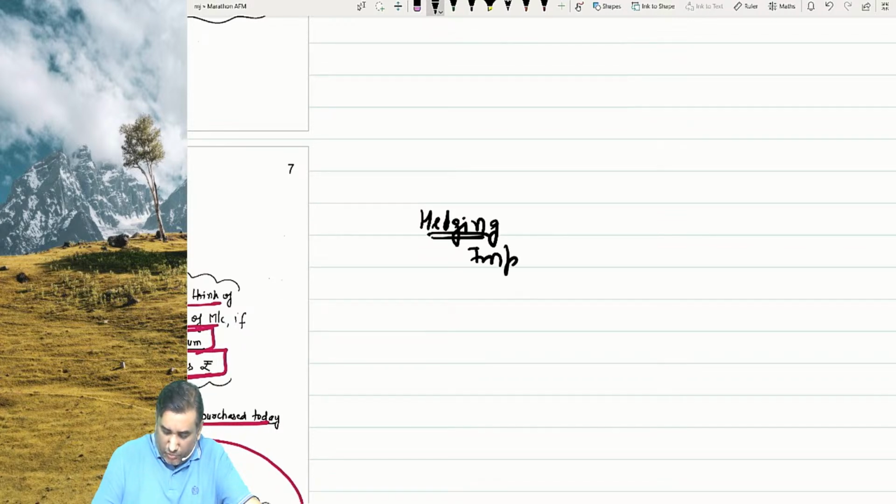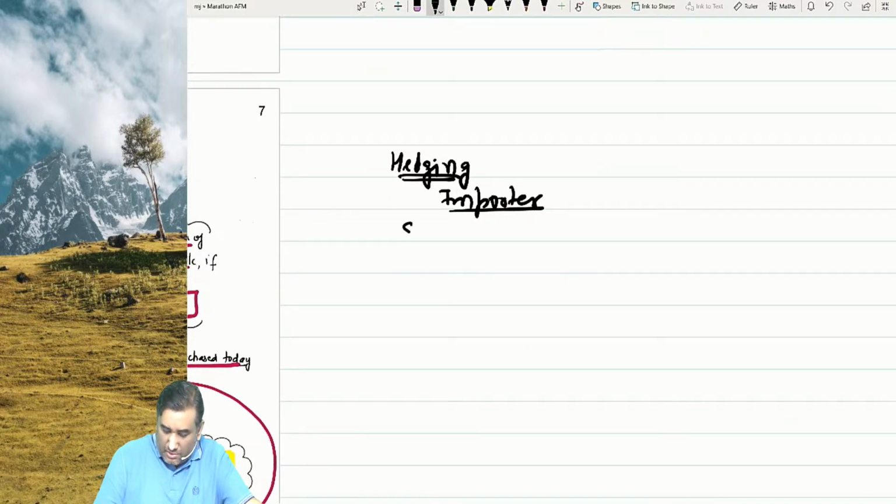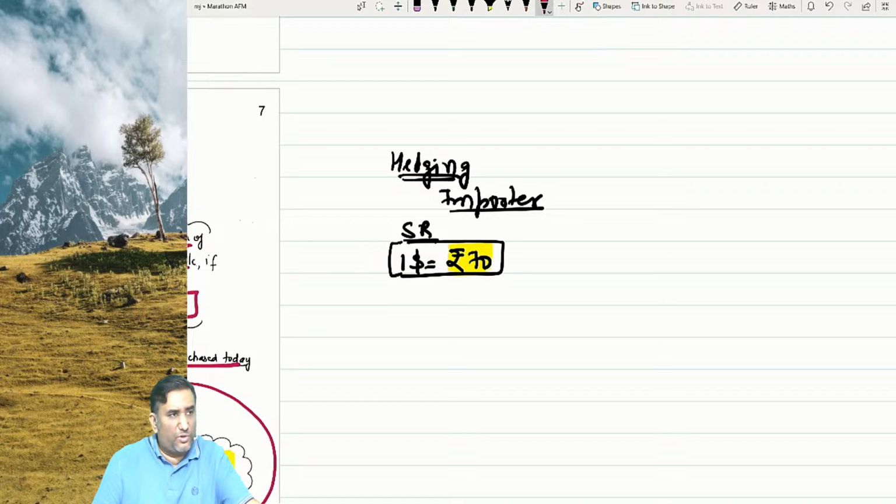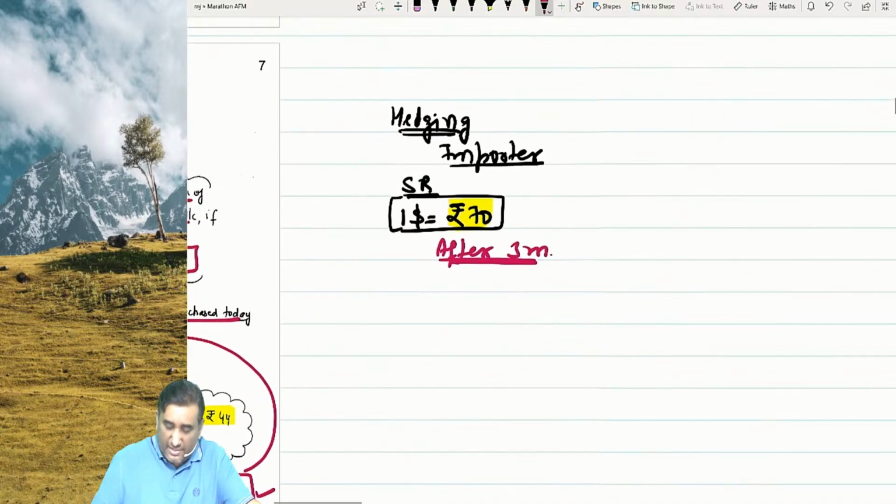Taking again the importer case only, some numbers. Spot rate is $1 is equal to 70. It means if the importer needs to make a payment, his costing would be rupees 70. He wants to make a payment after 3 months time, and after 3 months there are two possibilities.